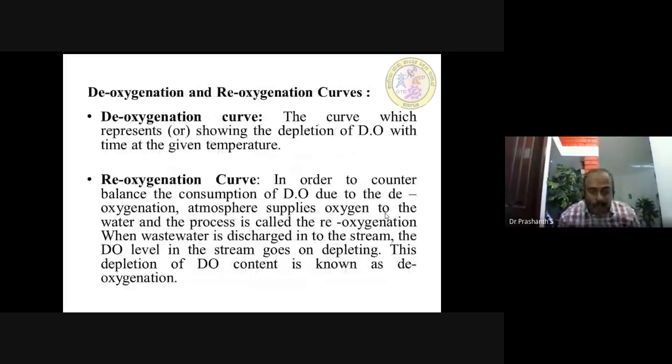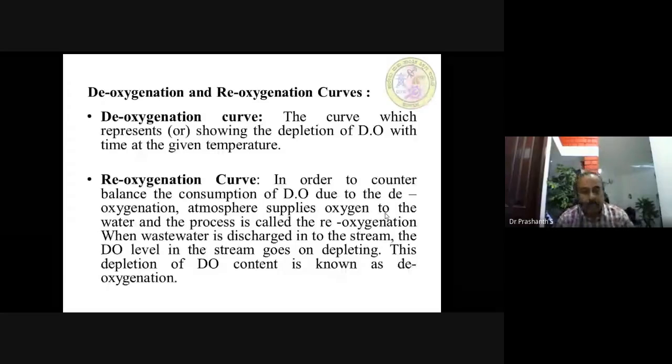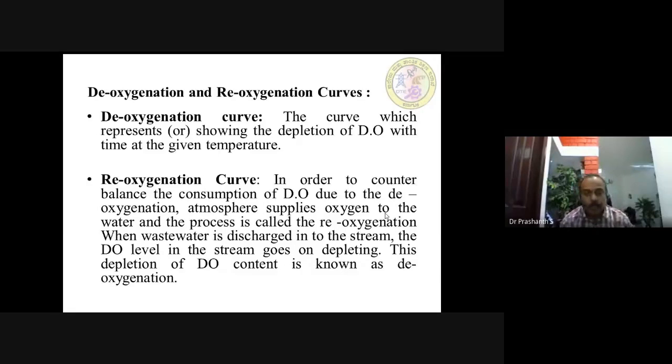Coming to re-oxygenation: in order to counterbalance the consumption of dissolved oxygen due to deoxygenation, the atmosphere supplies oxygen to the water, and the process is called re-oxygenation. As I said, when wastewater is discharged into the stream, the DO level in the stream goes on depleting. This depletion of DO content is known as deoxygenation, whatever I have explained in the above line. So re-oxygenation is to counterbalance the deoxygenation, which happens by nature.